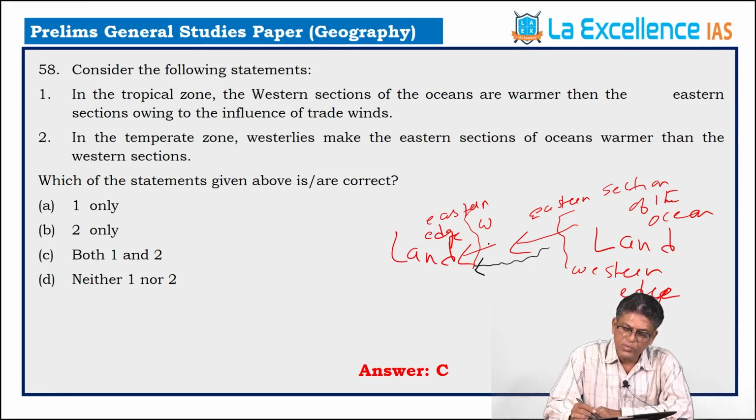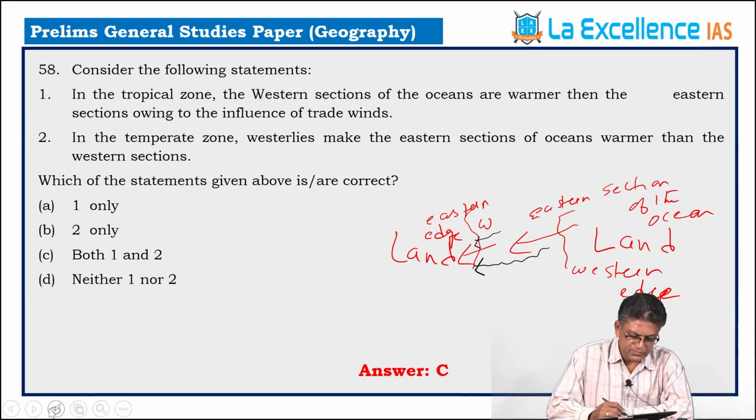The warm waters are going to collect in the western section of the ocean, which is this. This is the western section of the ocean, but the eastern edge of the landmass. The question is on the western section of the ocean. So, the warm waters are going to collect in the western section of the ocean. So, statement 1 says in the tropical zone, western sections of the oceans are warmer than the eastern sections because of the influence of the trade winds, which is correct.